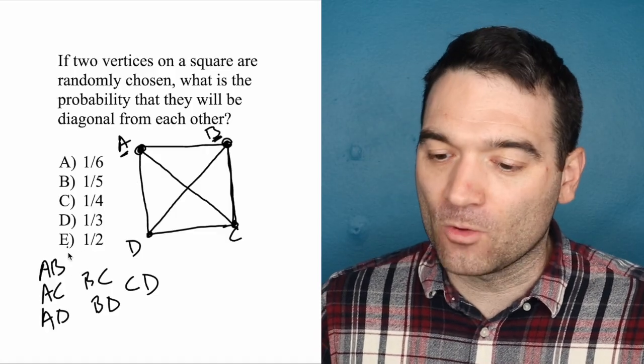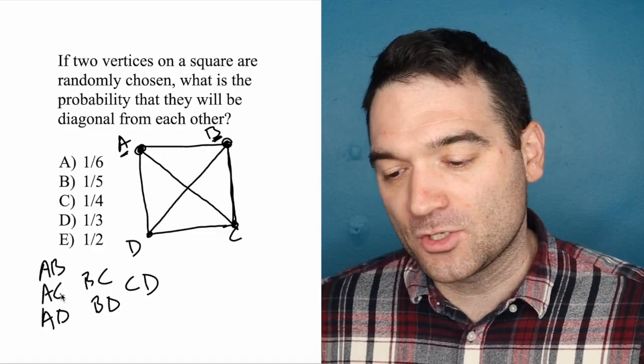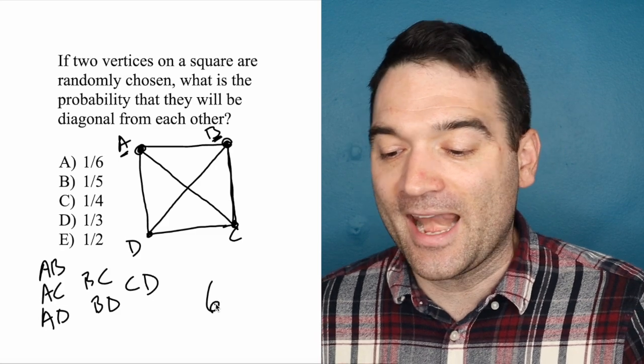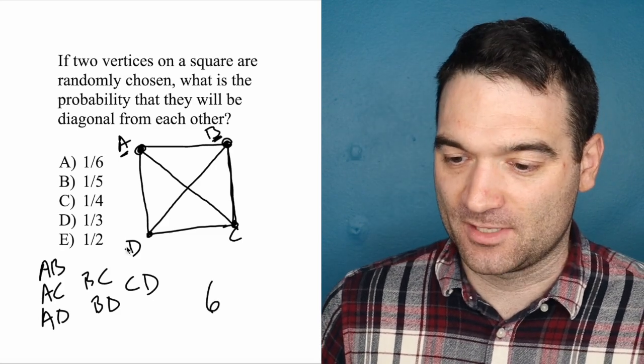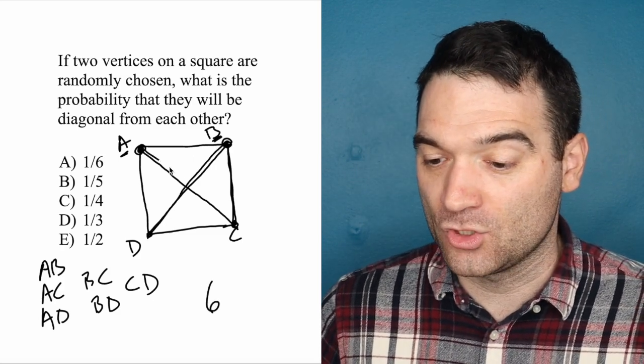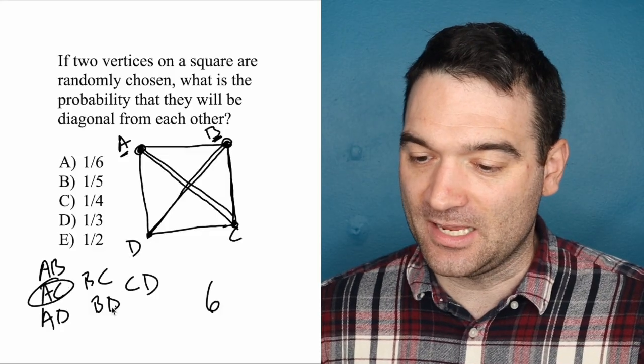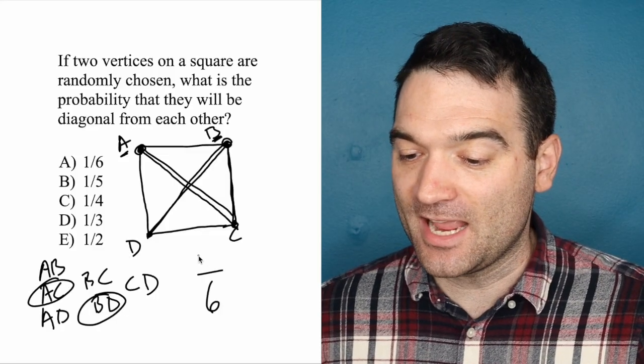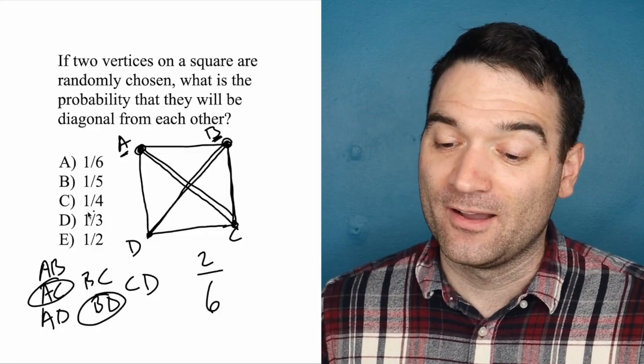Well, how many total possible outcomes do we have here? We have 1, 2, 3, 4, 5, 6. And how many of them are desired outcomes? As we said, 1, 2. So AC and BD, meaning the answer here is 2 out of 6, or 1 out of 3.